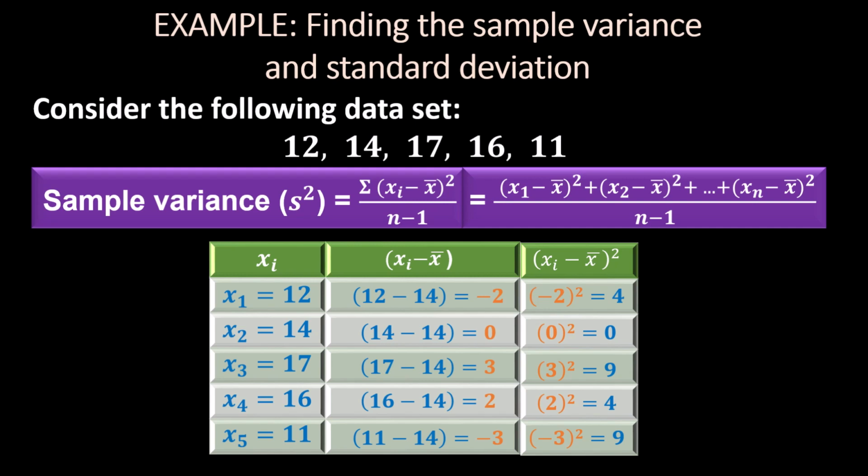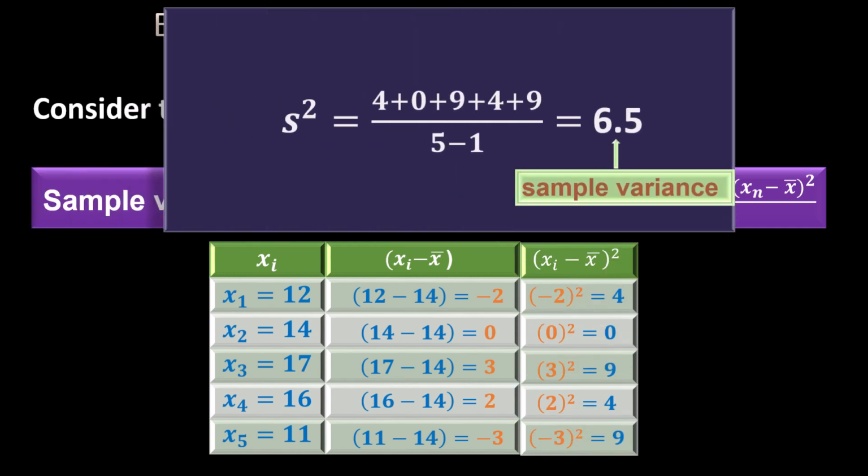According to the formula, what is the next step? Just add these numbers together and divide by n minus 1, that is 5 minus 1. So the sample variance is 6.5.